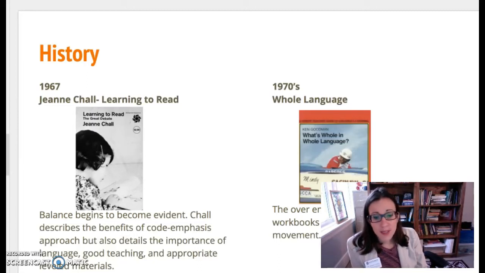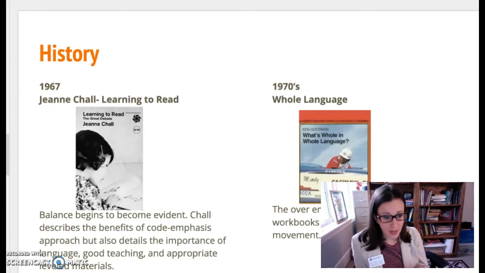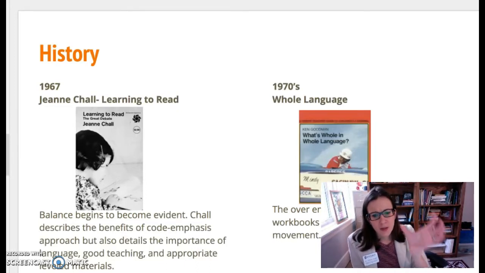So she describes how important it is that we do teach our students phonics and that code emphasis approach, but also advocates for the importance of language and good teaching and engagement and appropriately leveled materials. So then we have our balance.